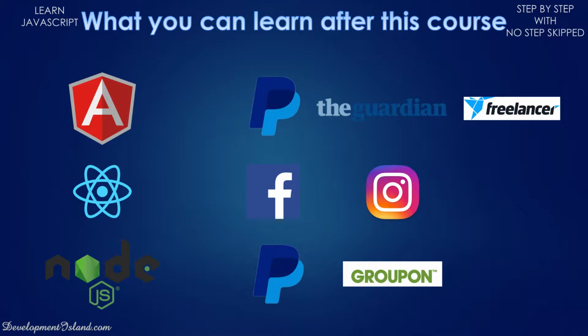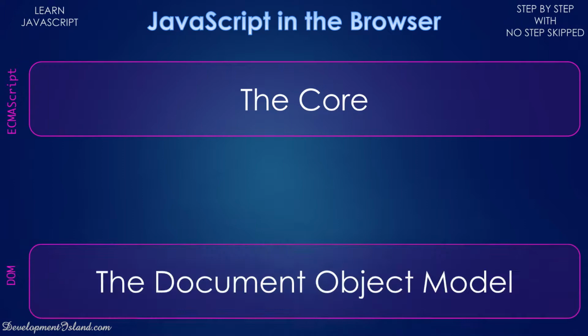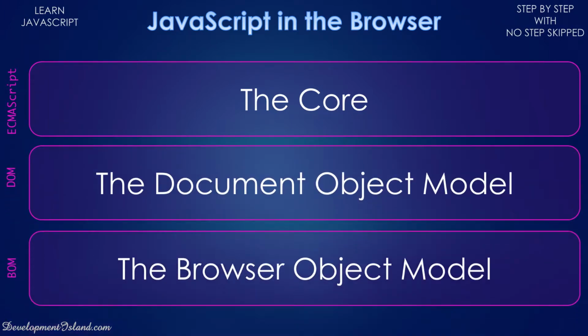Now, as we said earlier, JavaScript can be used both in the front end, meaning on the client side, and in the back end, meaning the server side, like when you work with Node.js. Now, this course will focus only on the client-side usage of JavaScript. Now, if you work with JavaScript in the browser, you will need to learn a few concepts. So let's go through them one by one. ECMAScript, the document objects model, and the browser objects model. So let's start with ECMAScript.